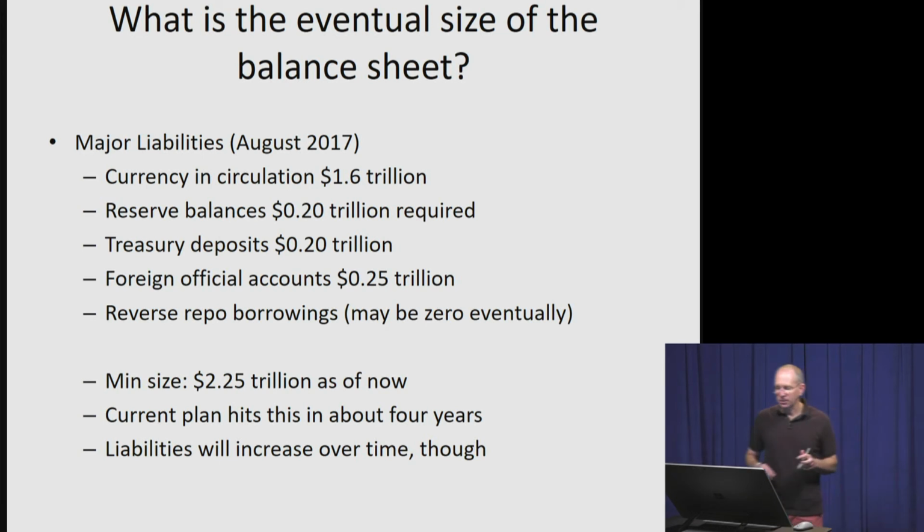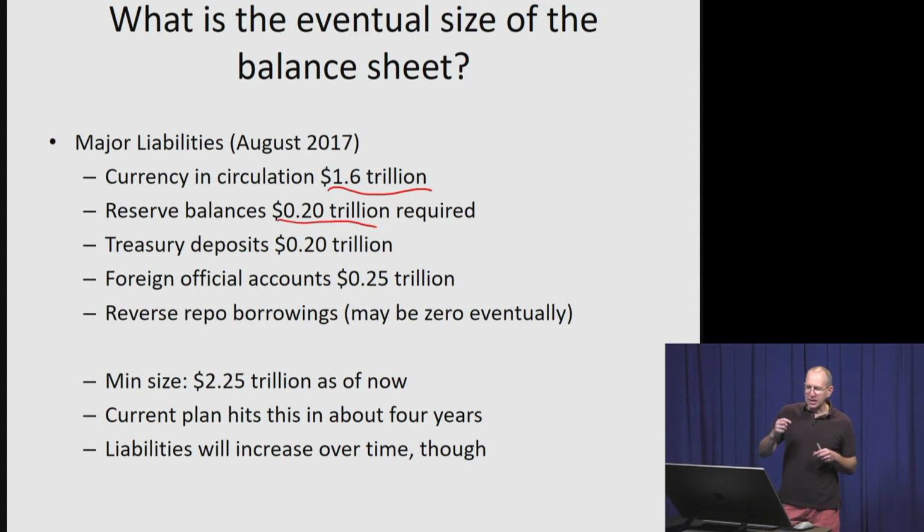you can see that currency in circulation is about $1.6 trillion. Required reserves balance, not total reserves balance, only required reserves, reserves that are required by the Fed, that's about $200 billion. Treasury deposits, in other words, deposits from the federal government, who operates through the Federal Reserve, those are about $200 billion. And then various foreign accounts that the Fed maintains for foreign central banks, those are about $250 billion.